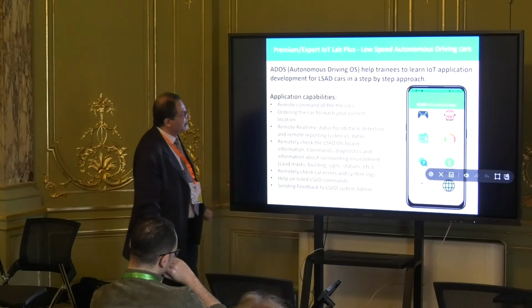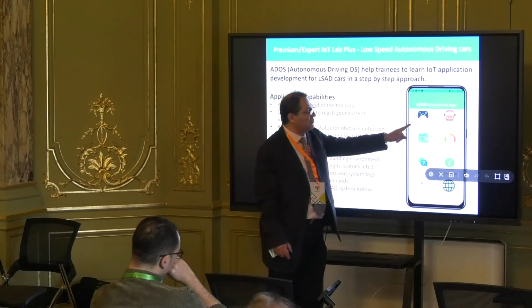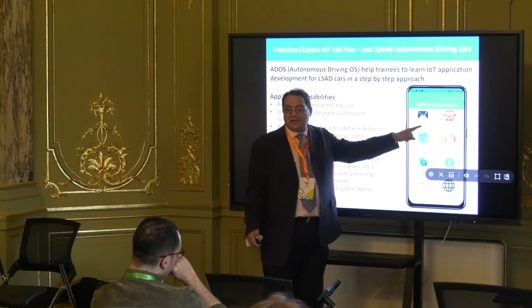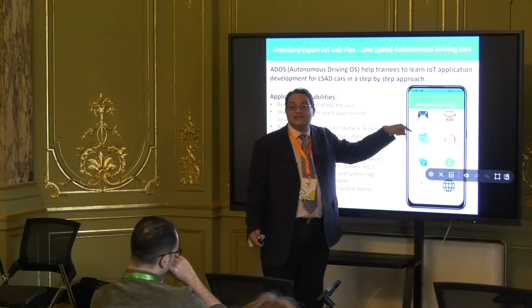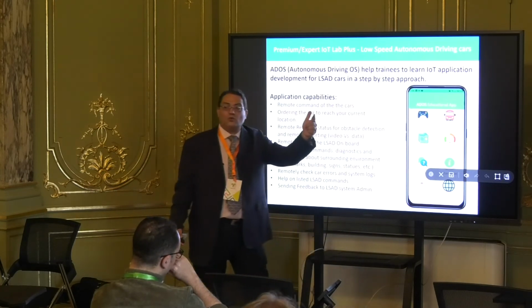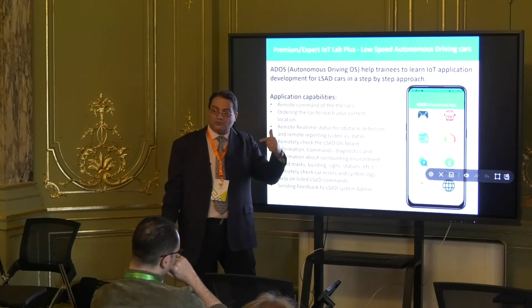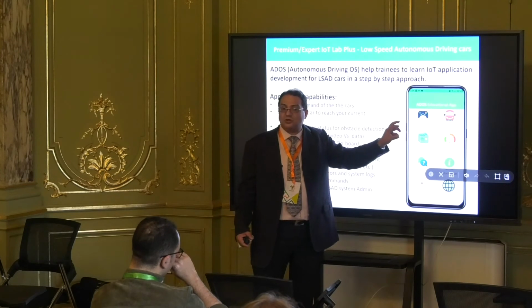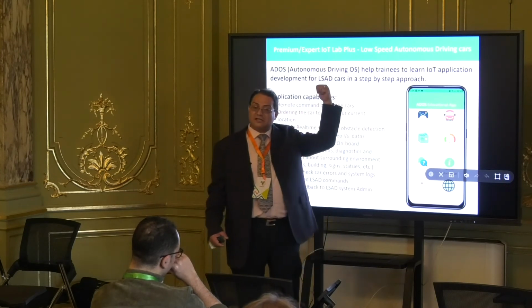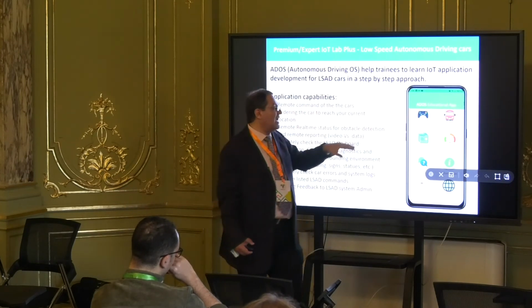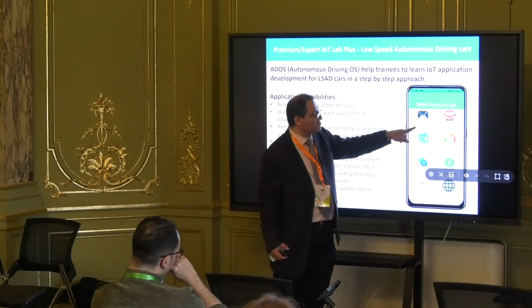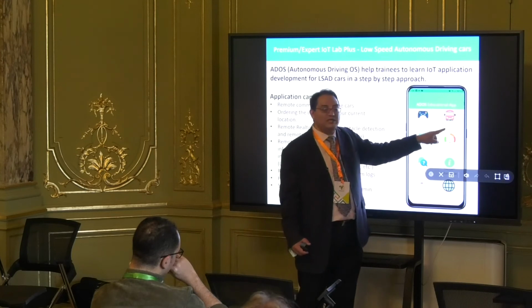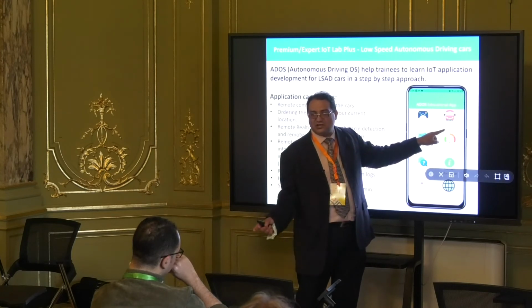This is a mobile application that gives you information about the status of the car. It comes with tutorials on how to develop the application, how to read the information from a remote car, and what type of communication is used. Here we are very much focused on the MQTT protocol, which you should have learned in the first level or the second level, and now you're applying it for remote management of the car.